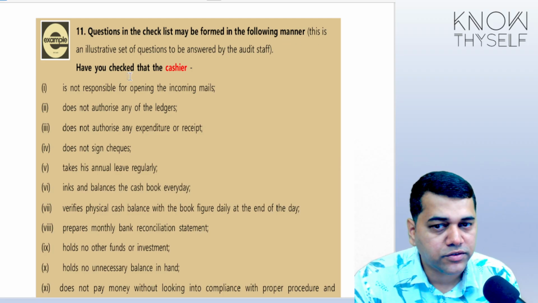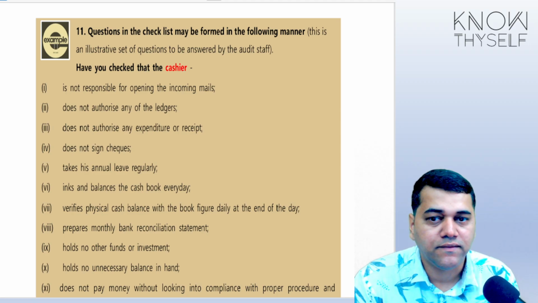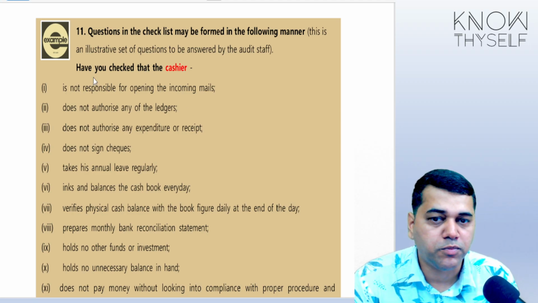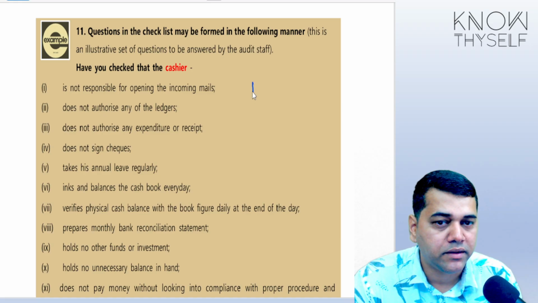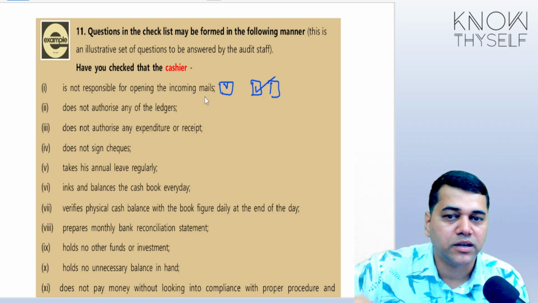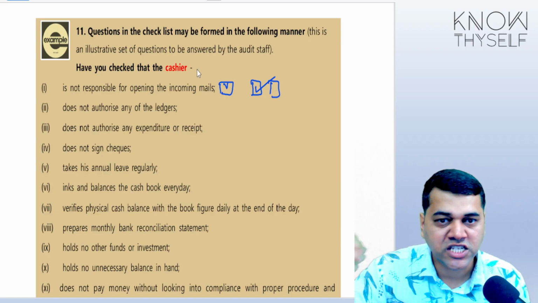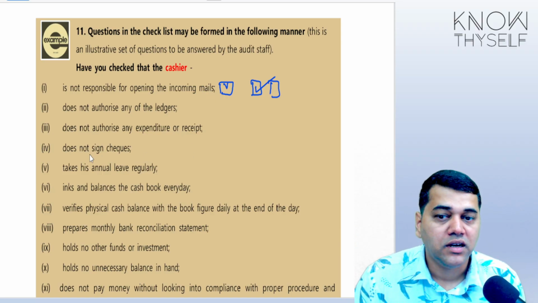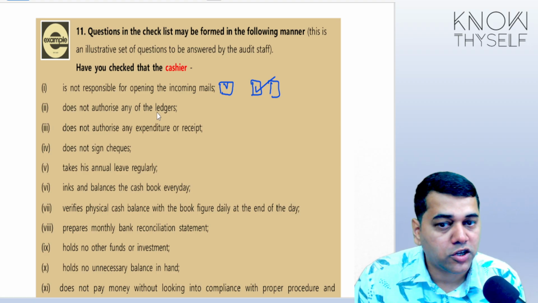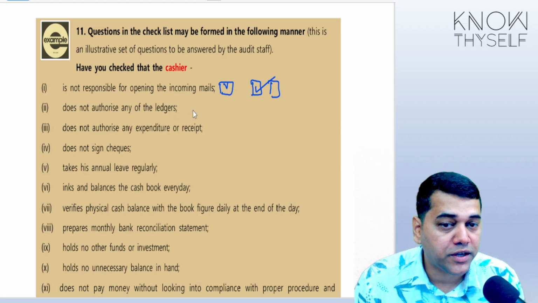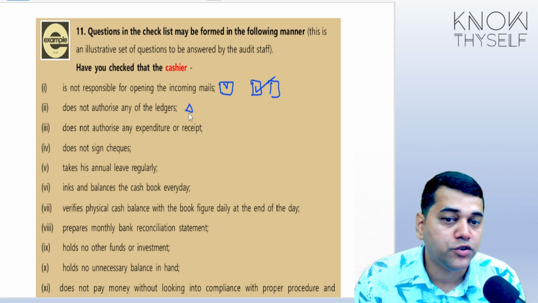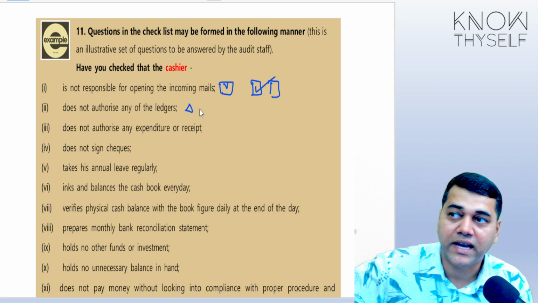This is an illustrative set of questions. Have you checked whether the cashier is not responsible for opening the incoming mail? Incoming mails means the letters, like credit notes coming, debit notes coming. Why should the cashier have access, when the accountant should? Have you checked he does not authorize any of the ledger? That means what we are trying to figure out here is whether there is segregation of duty. He is not having access to the books.